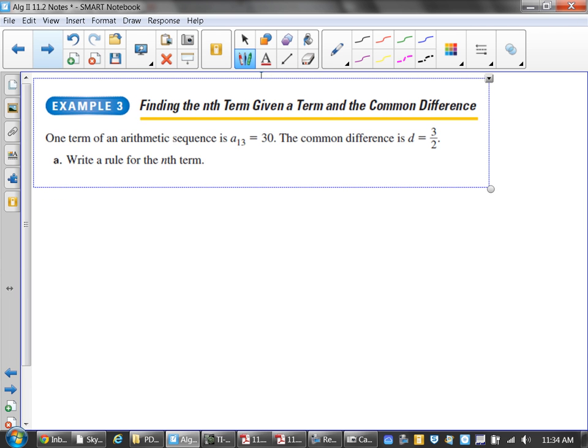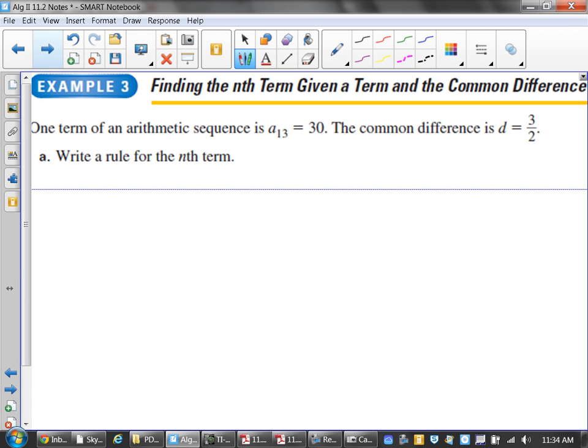For example, in this case, it's telling you what a specific term in the sequence is and the difference. It doesn't tell you what the first term is. So what do you have? In this case, you've got to find the first term. So we'll write out the rule for the nth term. What that means is you start with the main thing.